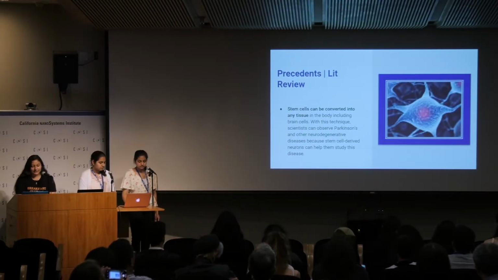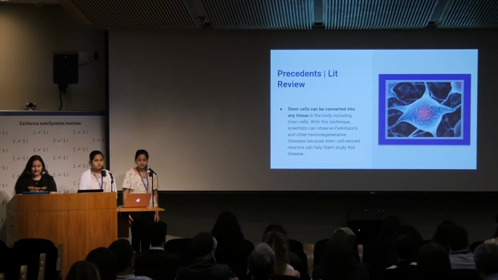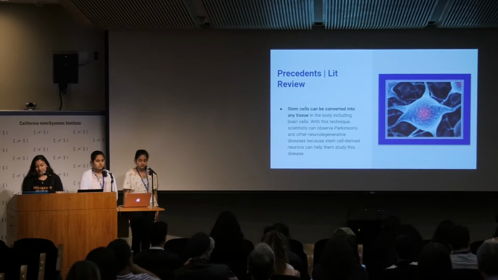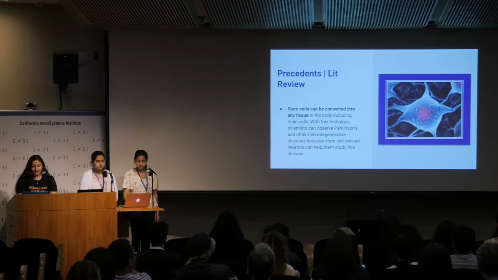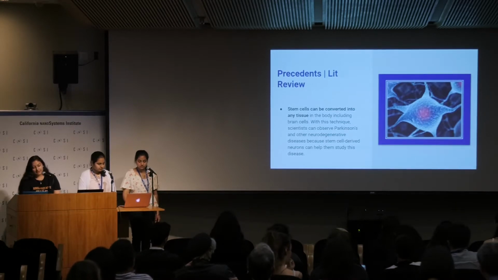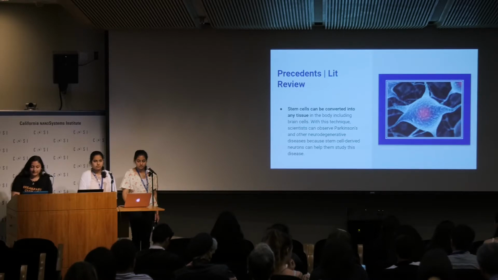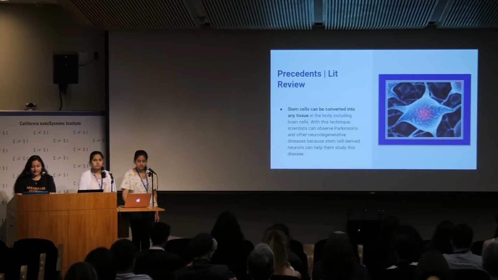Scientists from Harvard University are currently taking skin cells and converting them into stem cells. Stem cells can be converted into any tissue in the body, including brain cells. Hence, with this technique, scientists can observe Parkinson's and other neurodegenerative diseases because stem cell-derived neurons can help them study this disease. But even with the current research being done related to Parkinson's disease, we still do not have a cure.